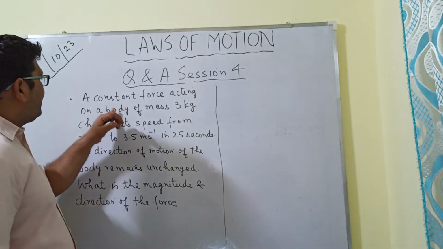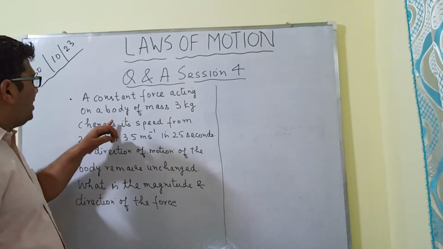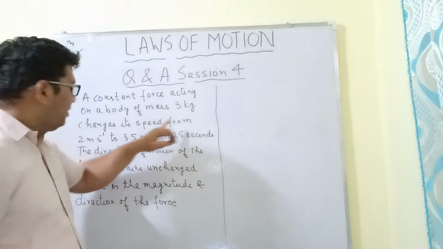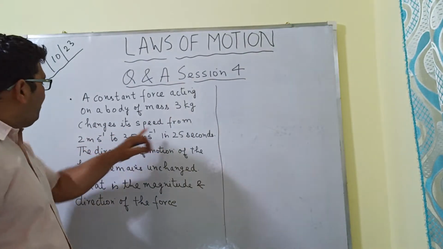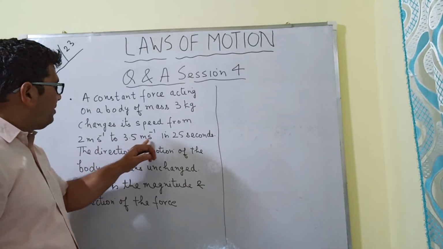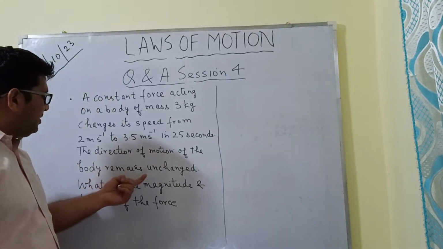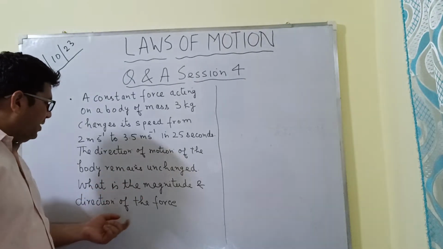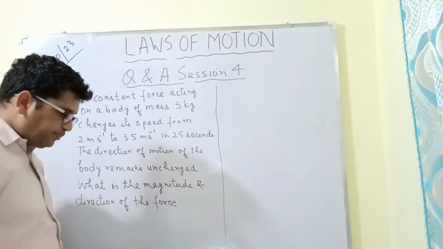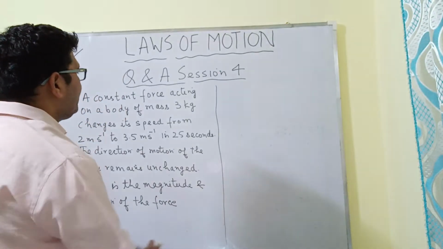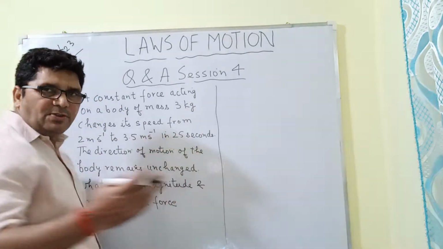In the first question it is written that a constant force acting on a body of mass 3 kg changes its speed from 2 meter per second to 3.5 meter per second in 25 seconds. The direction of the motion of the body remains unchanged. What is the magnitude and the direction of the force? So this is a question which I have taken for this. This is a very easy question.